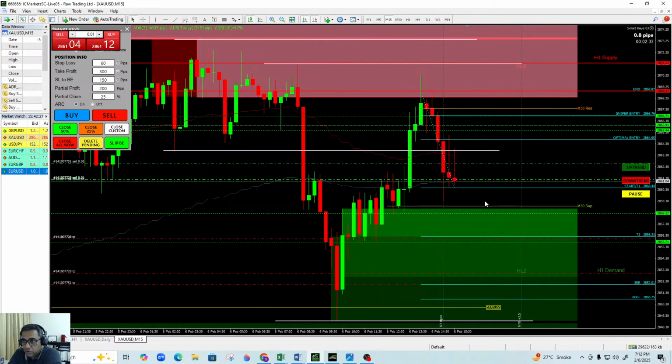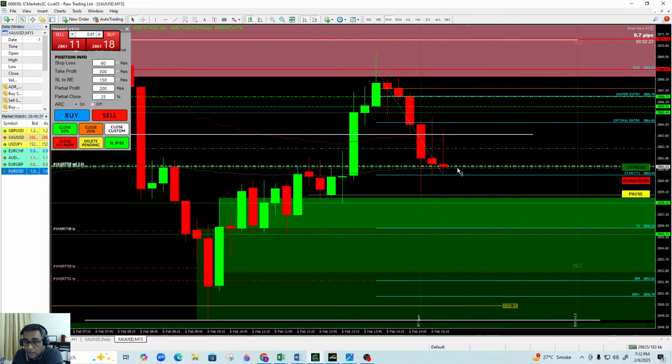Okay, we've got about 2.5 minutes for this 15-minute candle to close. Let's see how it closes. It needs to close bearish. If it closes bearish, there's no certainty, but there's a higher possibility that the next one can break this candle low and head lower. But this needs to close bearish for that to happen. There's a high probability of that happening.